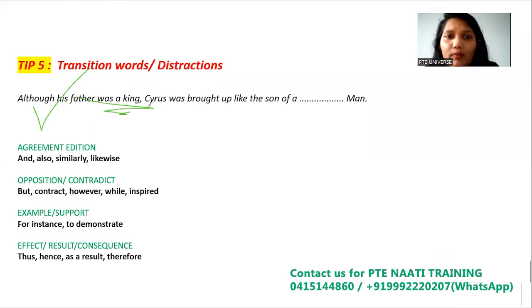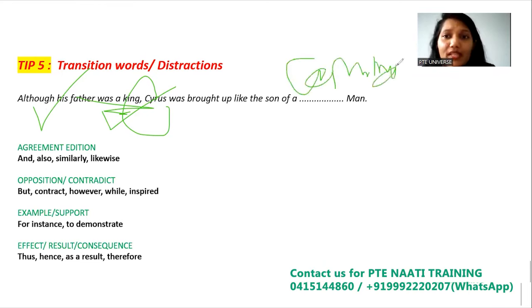So his father was a king, but this particular person was brought up like the son of a... Since here we saw he's the son of a king, and now for although, we know it's used for contrast, it should be a common man. So sometimes by seeing the connector, the answer will change. Understanding? Had it been "and," the answer would be in the same tone. But, however, contrast, all these are used for contradiction.